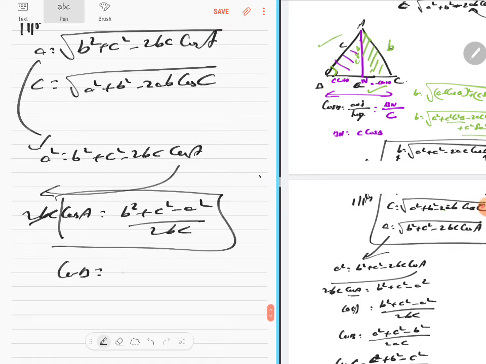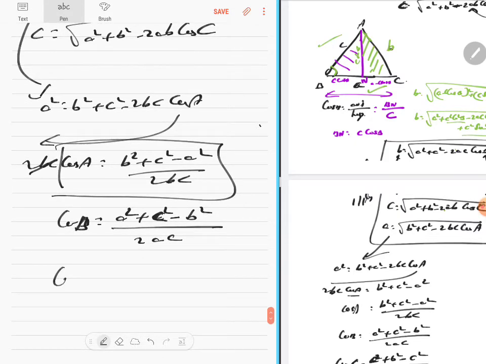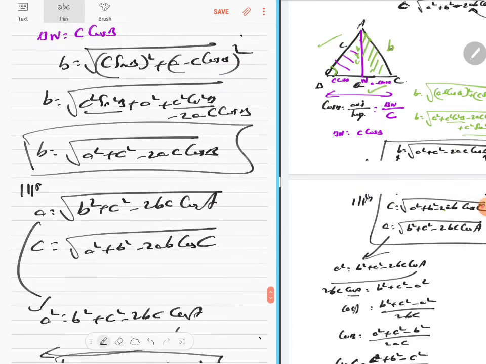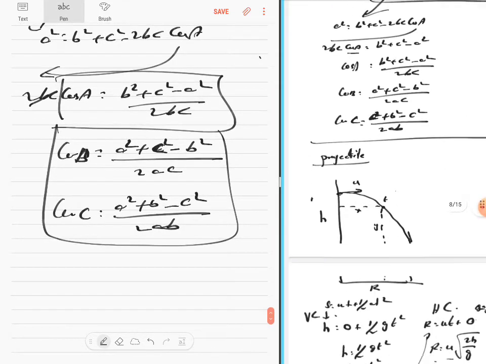Similarly cos B will be, other than b, A square plus C square minus B square by 2AC. Same pattern. Cos C will be, other than C, A square plus B square minus C square by 2AB. Like that you can arrive at all the cos formulas, or you can find the unknown side using the two known sides and the angle contained in them. So you should know both ways of answering.